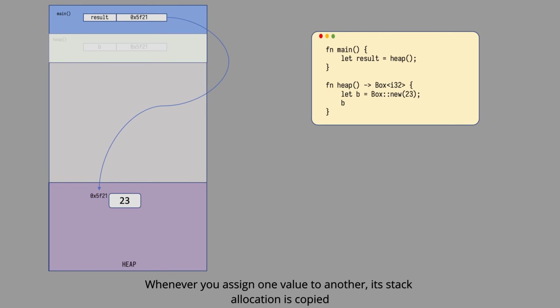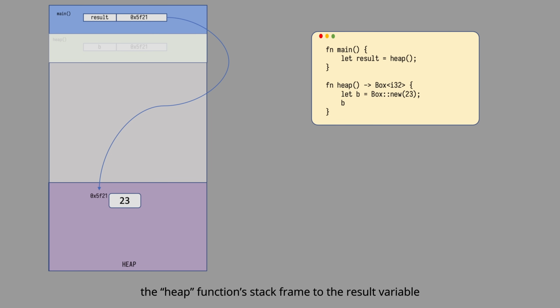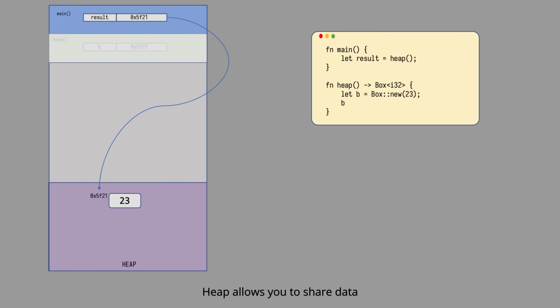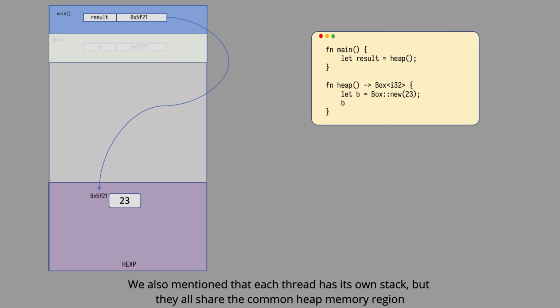Whenever you assign one value to another, its stack allocation is copied. In this case, the 8 bytes used to store the address are copied from the heap function's stack frame to the result variable. Now, even though the stack frame of the heap function is deallocated, the result variable contains the address of the data in the heap. The heap allows you to share data. We also mentioned that each thread has its own stack, but they all share the common heap memory region.